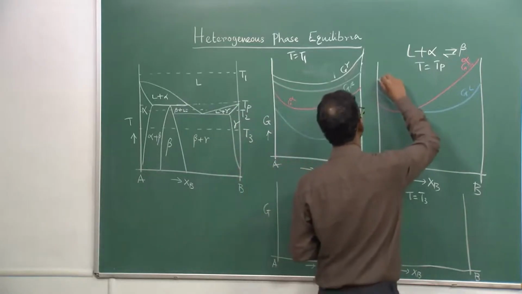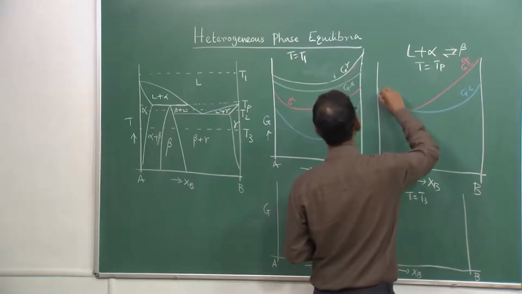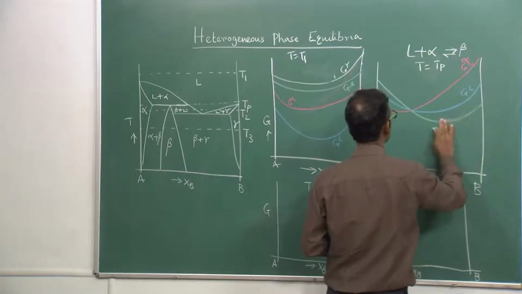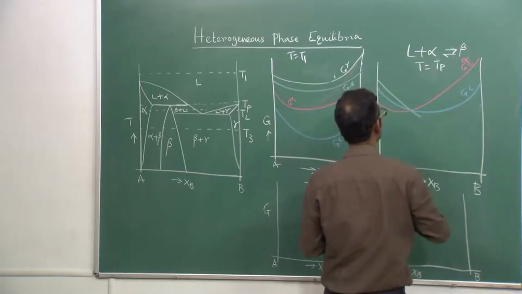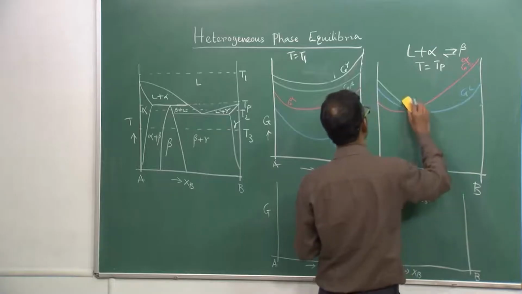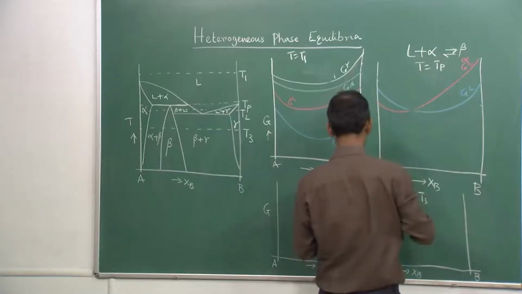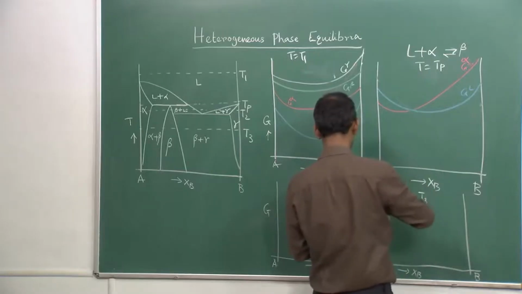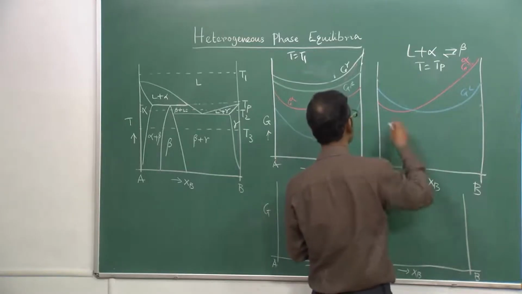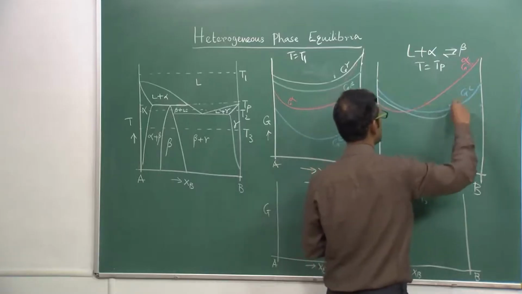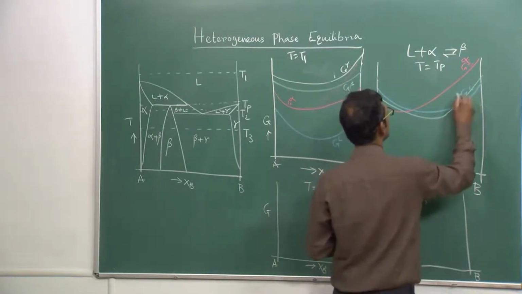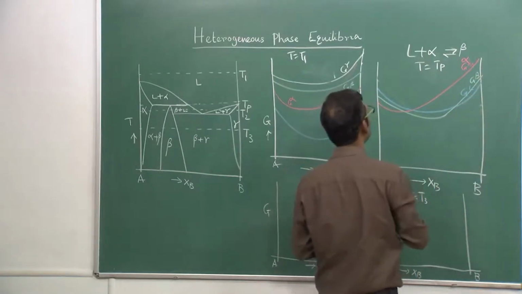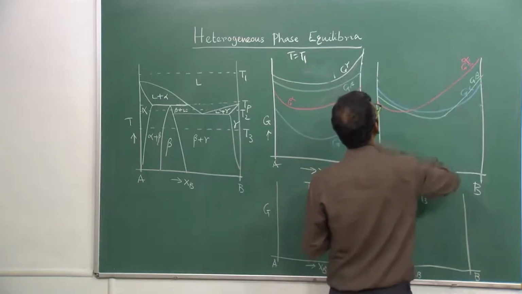So liquid beta is stable, so better to draw it like this. Oops. This will be, no, this will not cross over here. Okay, so this is G beta and G gamma as usual will be above.